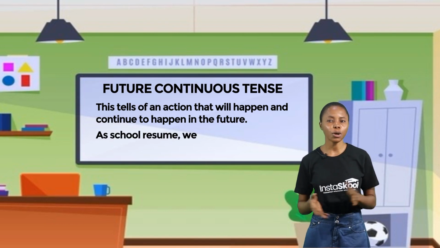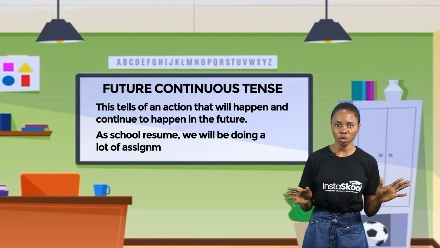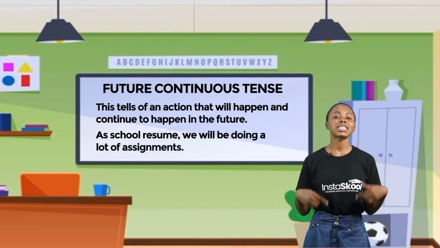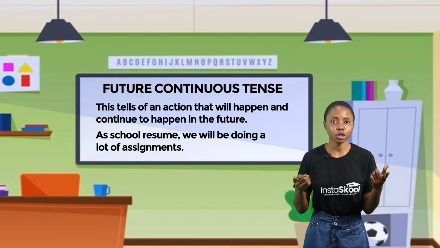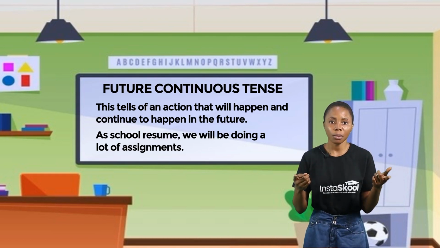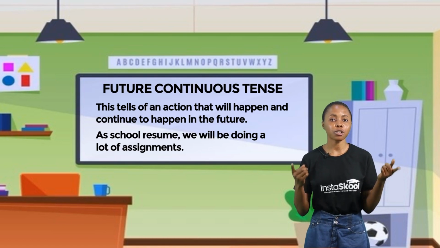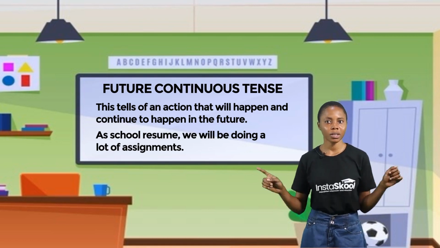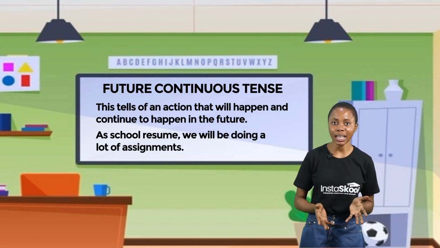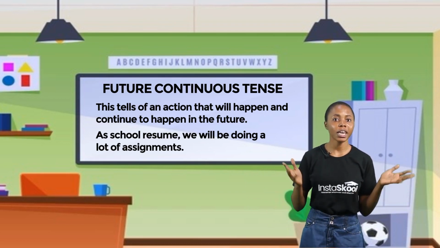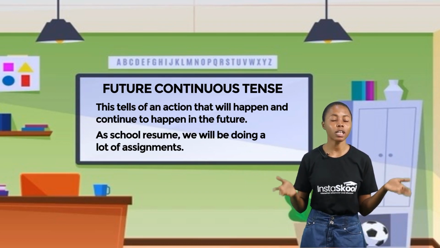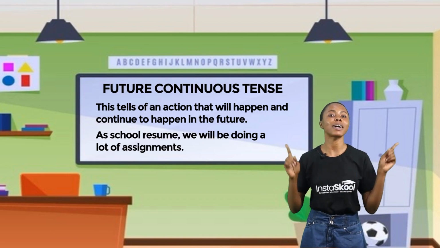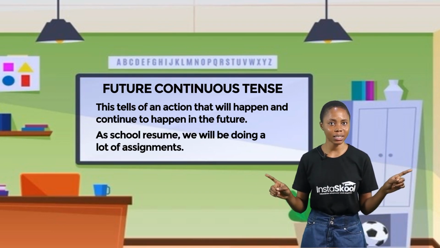Example 1. As school resumed, we will be doing a lot of assignments. The assignment will be given in the future and it will still continue to be given as long as the school is open. Now, I hope you all understand how to use each of these tenses, and not only how to use it, but how to identify them in sentences.